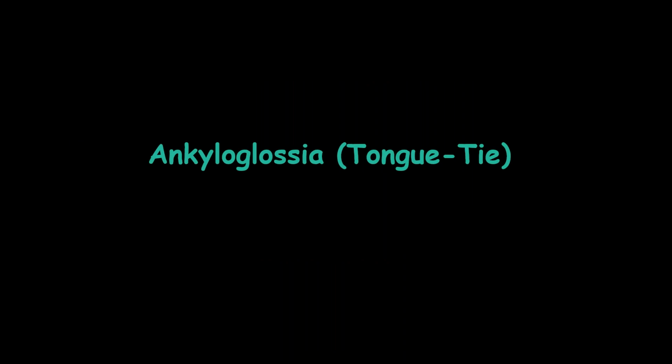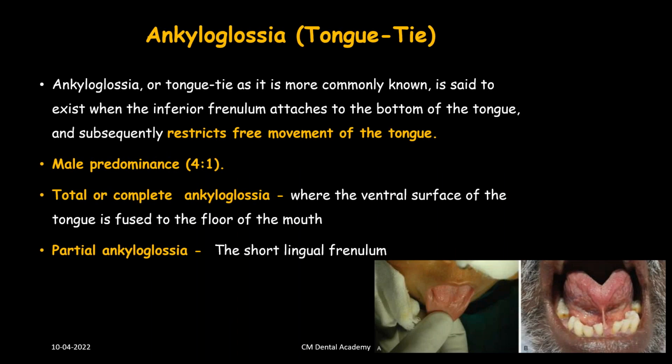Ankyloglossia, or tongue tie, is said to exist when the lingual frenum attaches to the bottom of the tongue and subsequently restricts the movements of the tongue. Sometimes the frenum attachment extends to the tip of the tongue and completely restricts the movement of the tongue laterally and even anteroposteriorly. It occurs with male predominance.